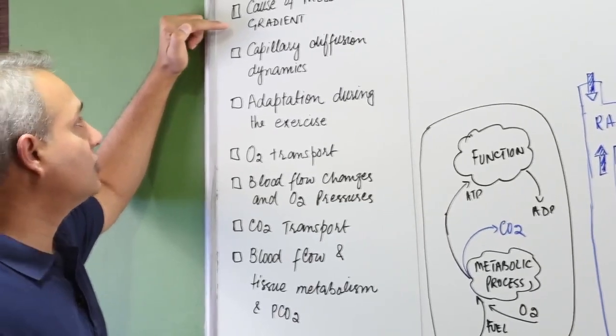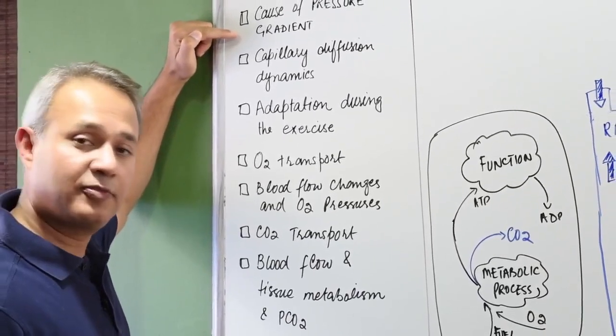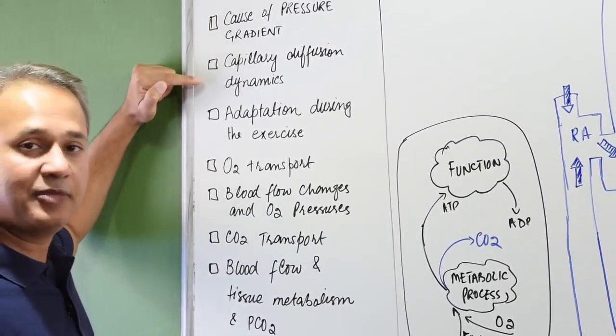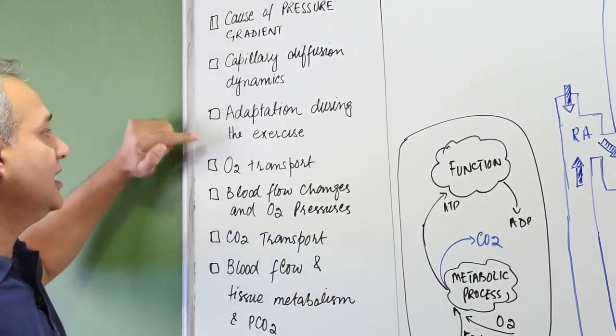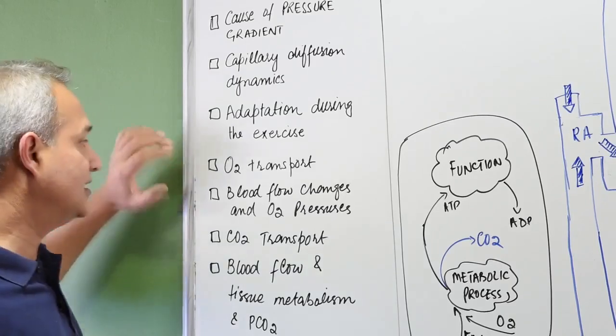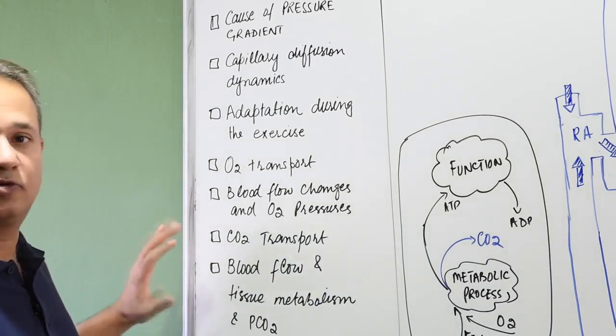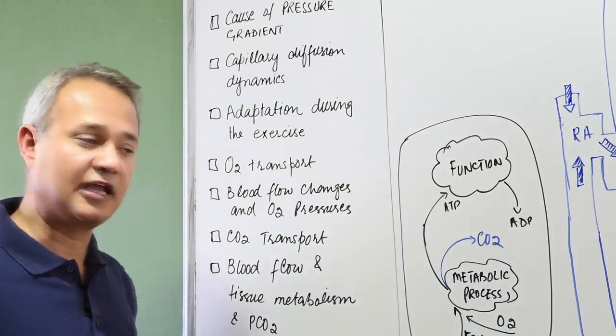So the topics are causes of the pressure gradient, what causes the pressure gradient, then the capillary dynamics, what happens inside the capillaries, then adaptation during exercise, then oxygen transport, blood flow, metabolic rates, carbon dioxide transport, blood flow and metabolic rate, and what are their effects on all this.